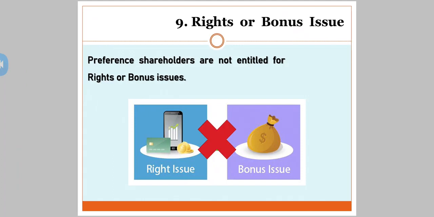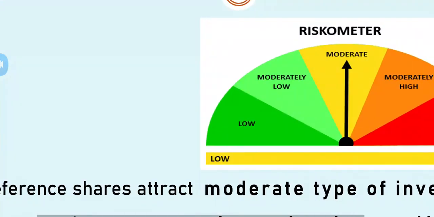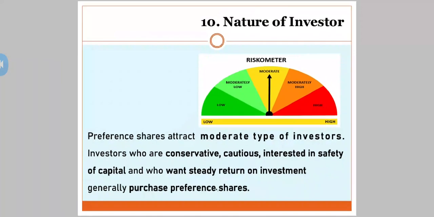Coming to the ninth one, rights or bonus issue. Clearly it is said that preference shareholders are not entitled for right issue or bonus issue. We have seen what is right issue and what is bonus issue when we studied features of equity shares. Coming to the last point, what is the nature of investor? Okay, why is the investor going to invest in preference shares? See, preference shares attract moderate type of investors. Moderate in what? Moderate in taking risk. See here, there is a riskometer. You can see it's a moderate kind of risk when a person invests in preference shares.